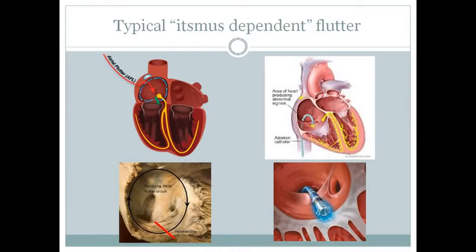So if the circuit is right there, around the isthmus between the inferior vena cava and the tricuspid valve, what we do is we put a catheter there and we burn that. Just doing a line there will take care of the circuit, and that is fixed. That's why you'll hear the cardiologists, every time you have a typical flutter, pushing for an ablation. And it's not that they just want to do a procedure, it's that they can fix that problem.